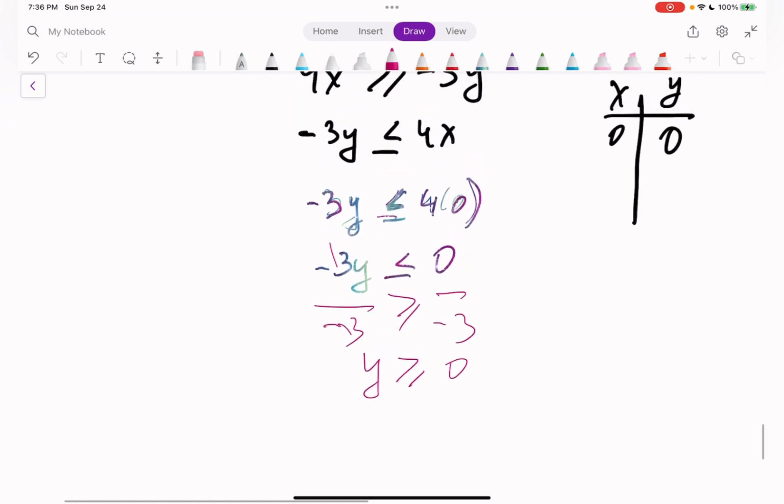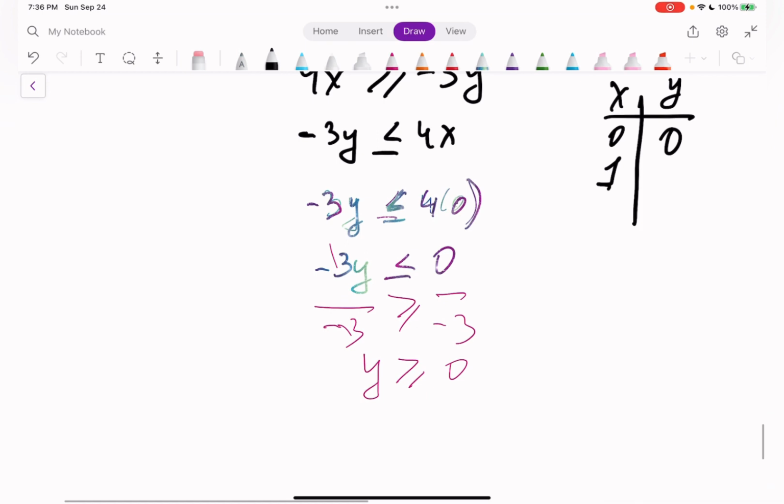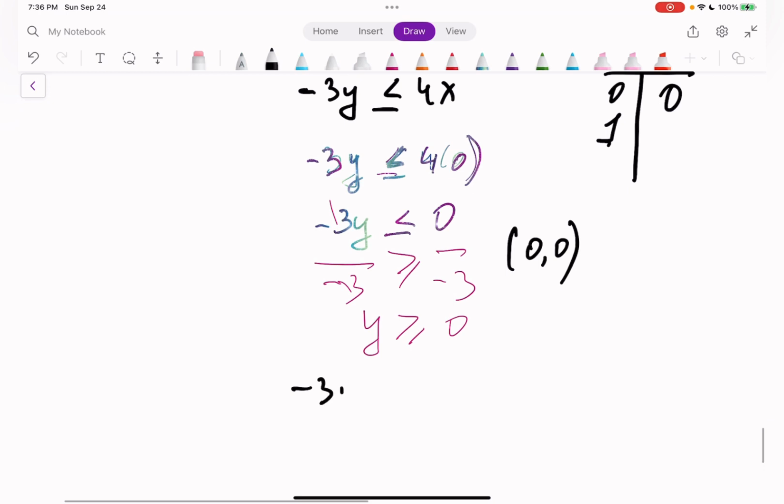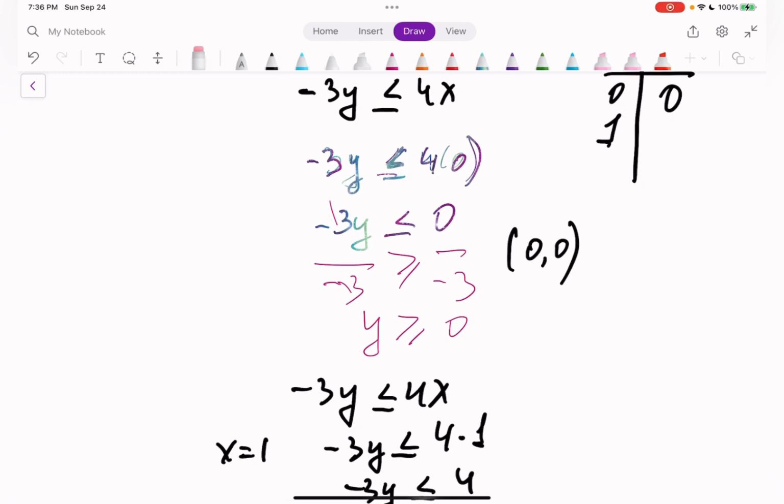Next, taking point 1. This was 0, 0. Okay. Point 1, let me see, negative 3y less than or equal to 4x. If I am taking x as 1, I'm getting negative 3y less than or equal to 4 times 1. From here, negative 3y is less than or equal to 4. Looks like it's going to be difficult to divide by 3. Okay, I'm going to take 3. You will see why.